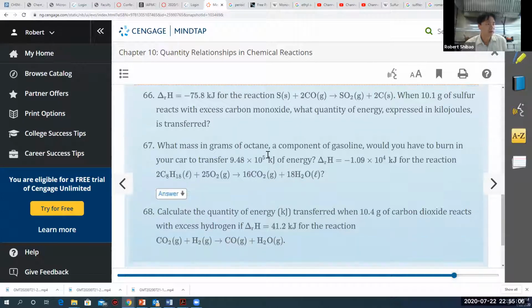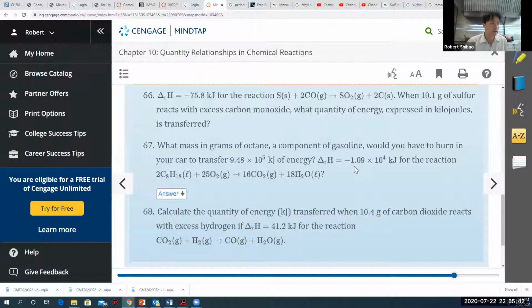What mass in grams of octane, a component of gasoline, would you have to burn in your car to transfer 9.48 times 10 to the 5th kilojoules of energy? Okay, now they've given us a delta H of reaction. And so this negative sign, you got to watch out. The negative sign just means energy is released or produced. And so I get rid of the negative sign when I do the stoichiometry. And so this is the kilojoules for the reaction as written. The reaction as written is 2 moles of octane. And so we're looking for grams of octane.